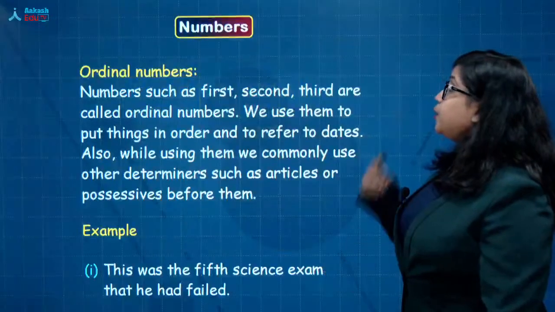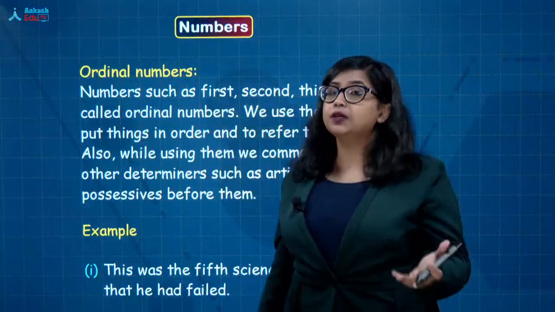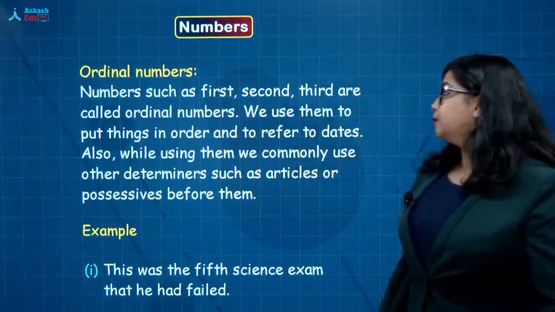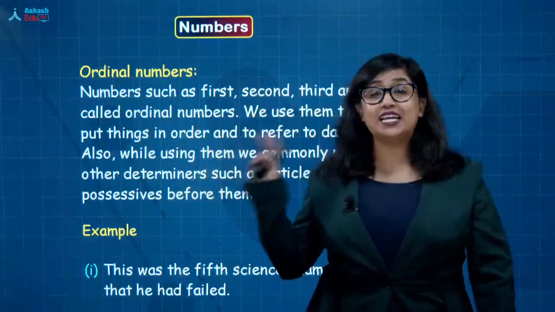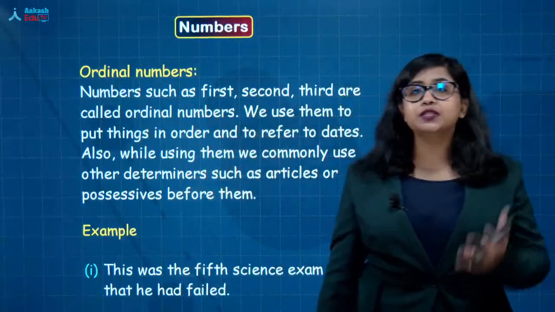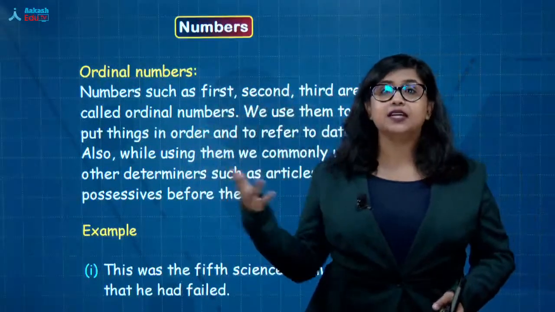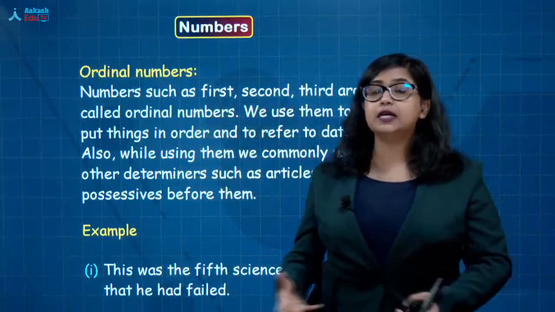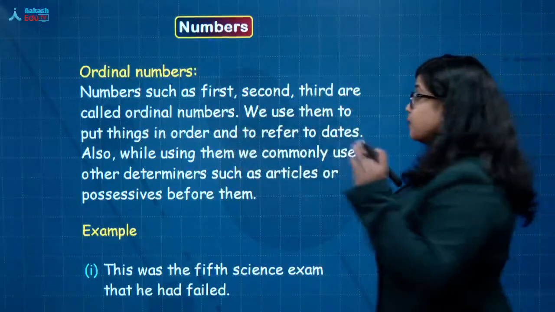Let us look at the 2 types of numbers that I mentioned, ordinal number and cardinal number. What do you mean by ordinal number? Ordinal numbers are first, second and third. When we use numbers in the ordinal manner, that is first, second, third, fourth, fifth, sixth, these are called ordinal numbers. We use them to put things in order. So when do we use them?